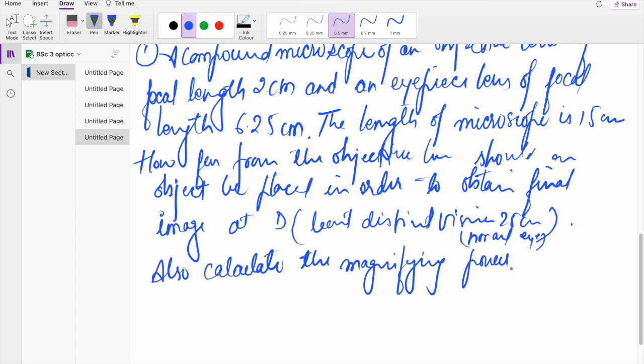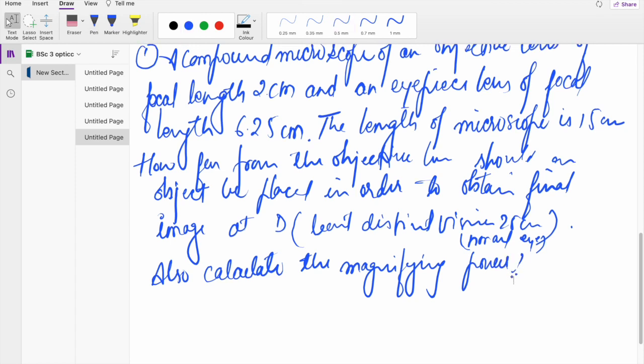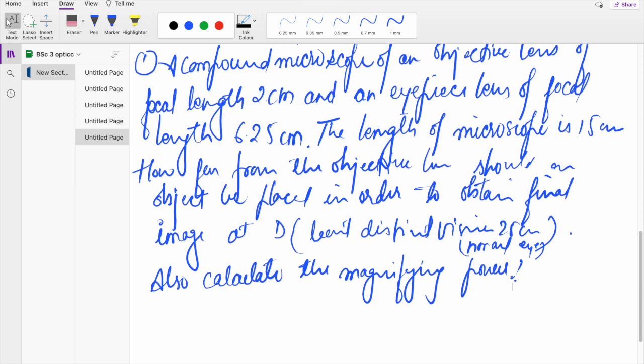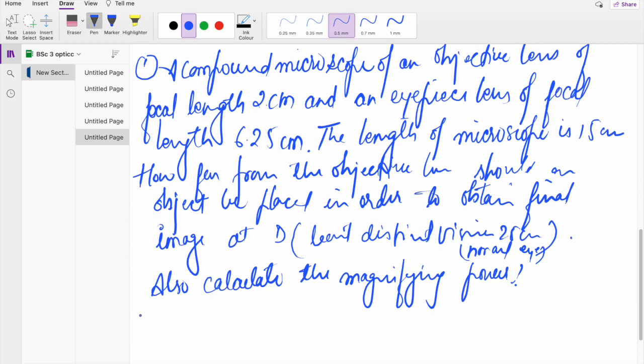So we are given a compound microscope with an objective lens of focal length 2 centimeter and an eyepiece lens of focal length 6.25 centimeter. The length of the microscope is 15 centimeter, and the question is, how far from the objective lens should an object be placed in order to obtain the final image at D? Also calculate the magnifying power.